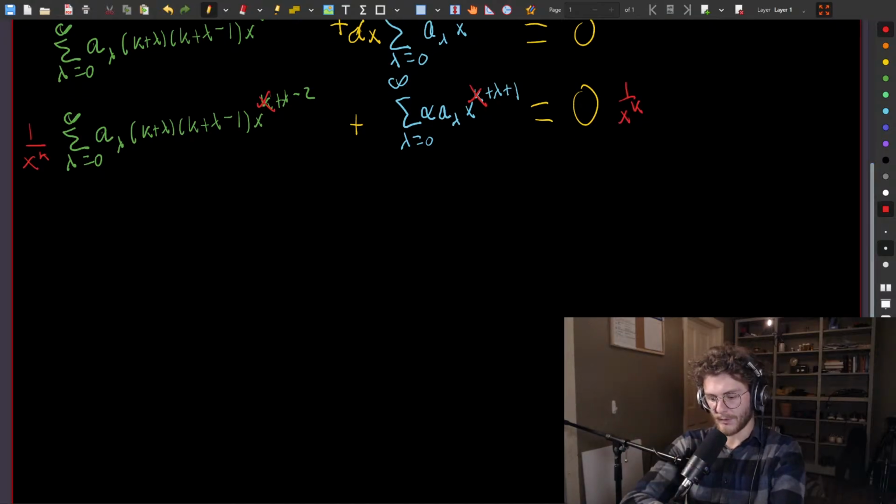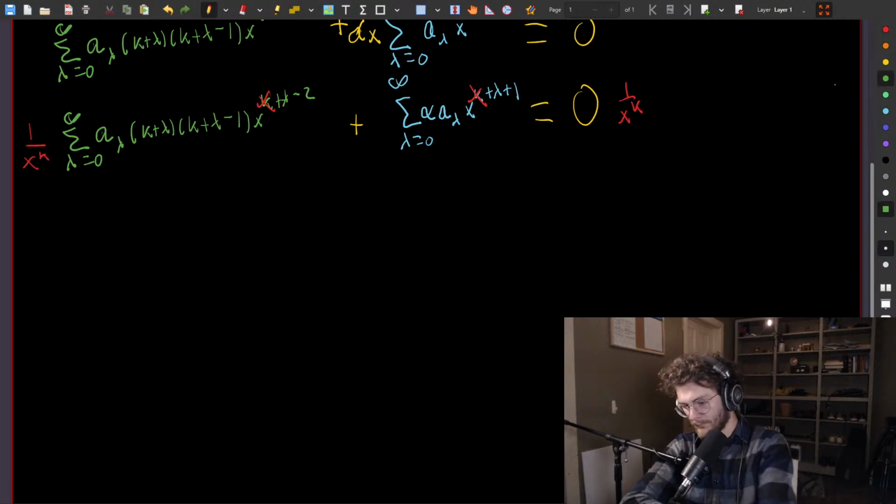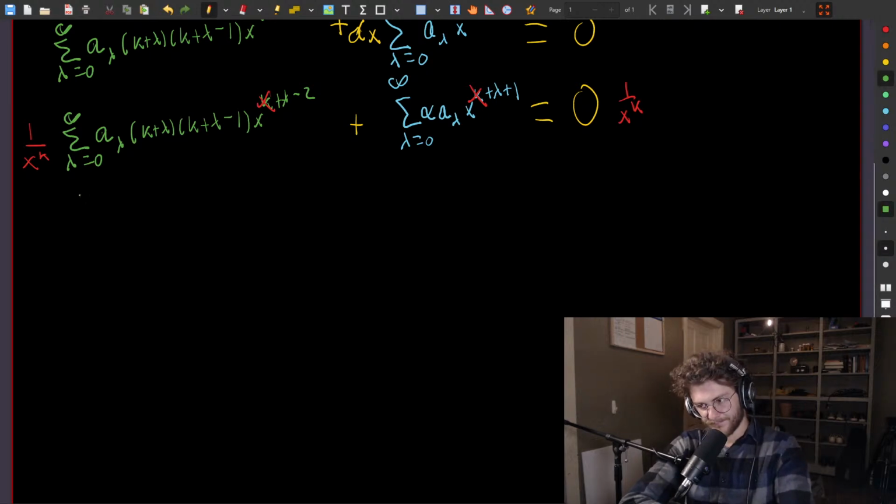Okay. We want to kick all these guys out by first doing a substitution. Let's do this one first. I hate the fact that I can't use my normal k because it's already being used for something else. We're going to do m equals lambda minus 2. So that means lambda equals m plus 2.